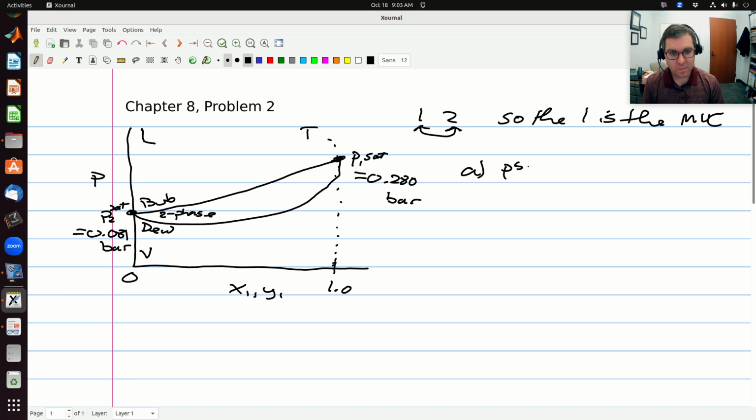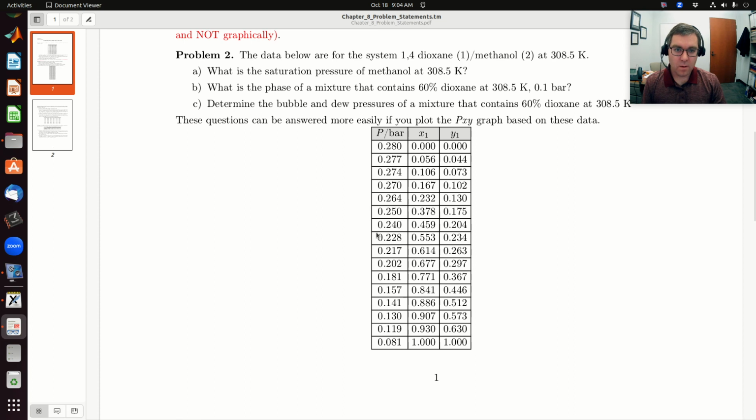is, I'm just going to label this P sat of methanol is equal to 0.28 bars. Okay, and likewise the saturation pressure of dioxane is 0.081 bars. Okay. Cool.